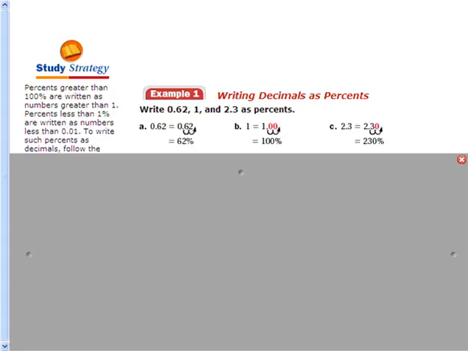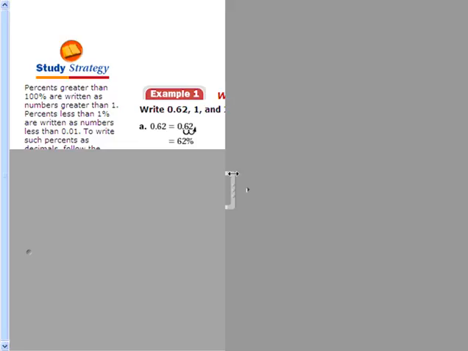Example 1, we're going to write several decimals as percents. Take a look at what they're doing here in part A. In part A, they're taking the decimal 62 hundredths, moving the decimal point twice to the right, and adding a percent sign. So 62 hundredths is 62%.